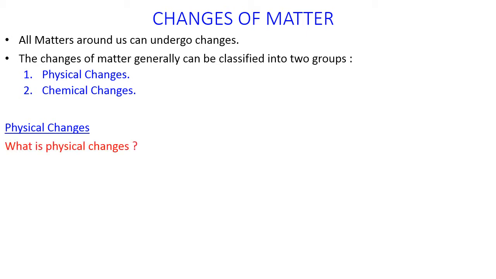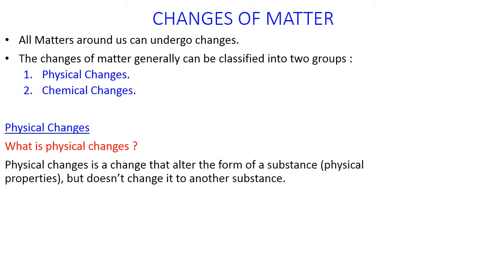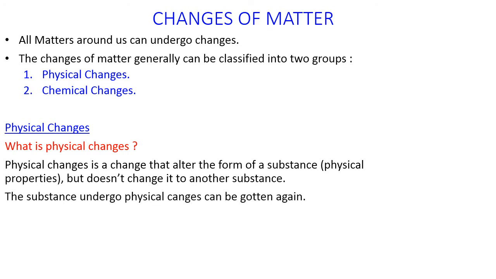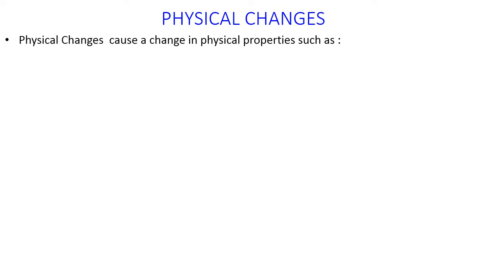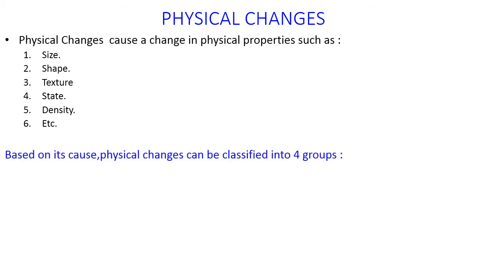What is physical changes? Physical changes is a change that alters the form of substance, but doesn't change it to another substance. The substance that undergoes physical changes can be gotten again. Physical changes cause a change in physical properties such as size, shape, texture, state, density, etc. Based on its cause, physical changes can be classified into four groups.